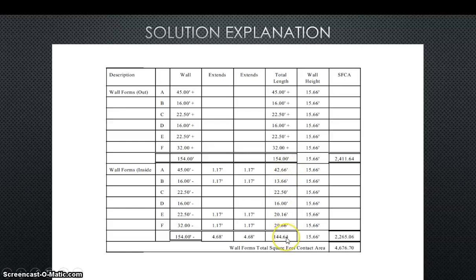So we take these numbers and add them up, which equals 144.64, times our 15.67, which gives us 2,265.06 square feet. We add the two together, which gives us 4,676.7 square feet.